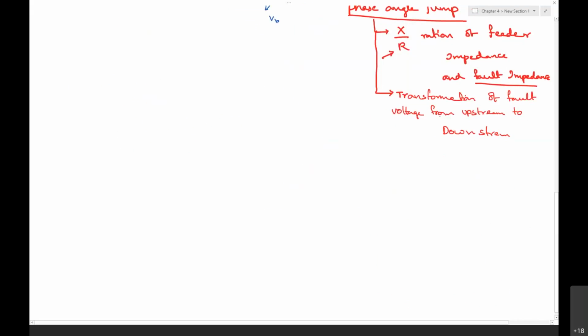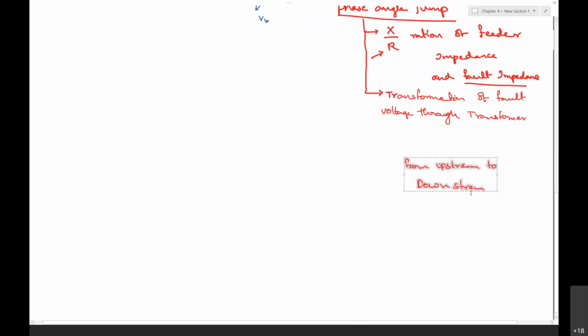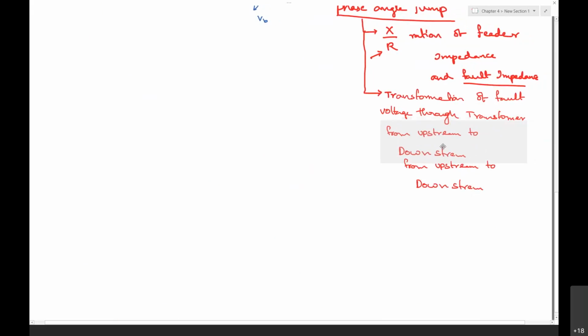Transformation of the fault voltages through the transformer, from upstream to the downstream. Okay, we look into that aspect.